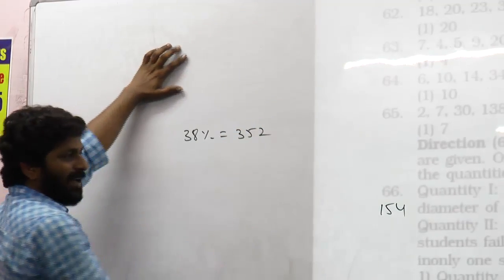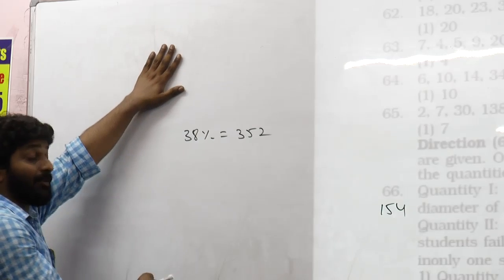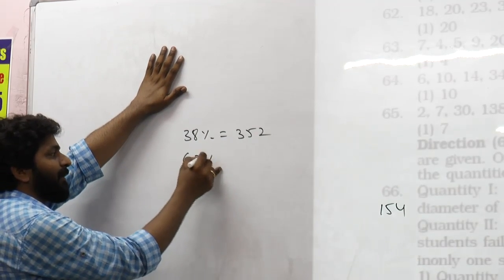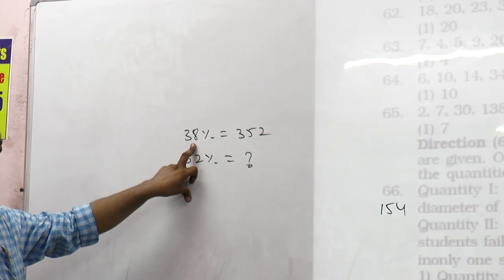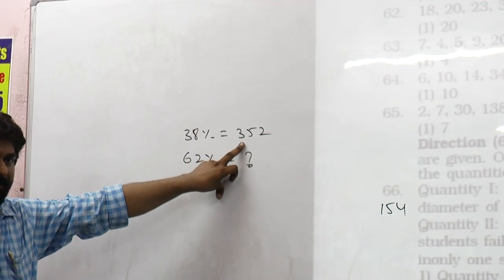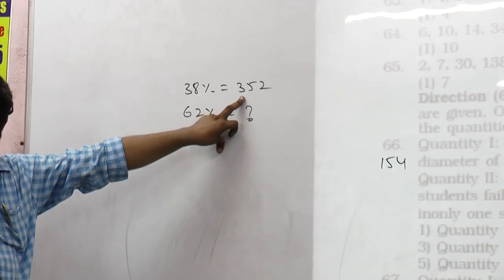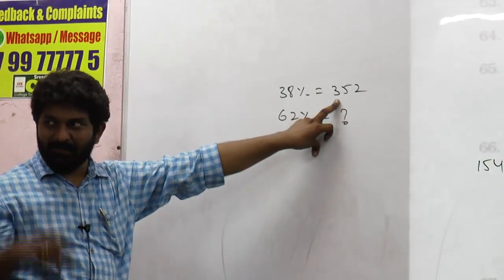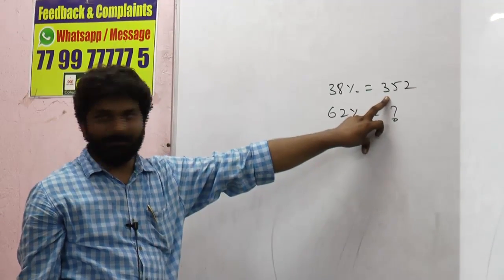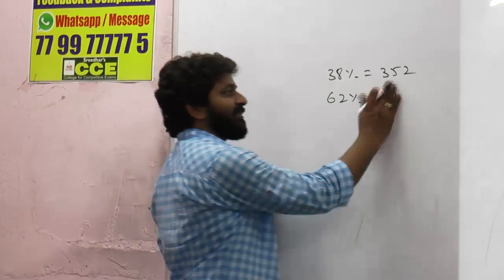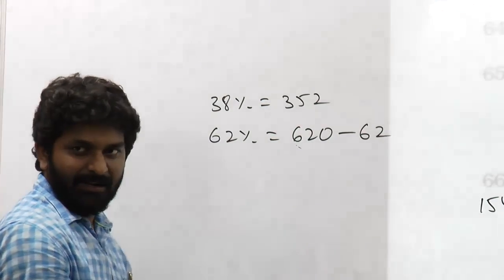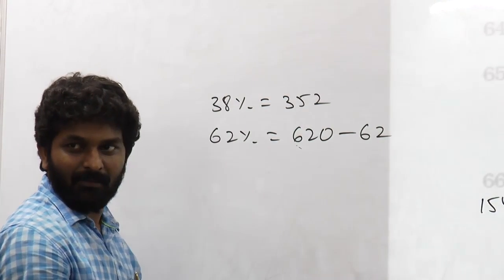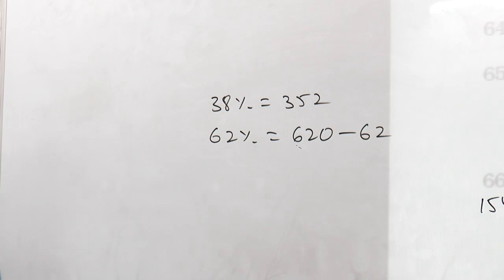352. You are asked about the failure candidates. 62% is equal to how much? 38 is 10 times 380. Here we have 352. The difference is 38, in the sense 1 time less. 10 times minus 1 time: 10 times 620 minus 62. That will be definitely more than 154. Need not calculate it. Yes or no? Quantity 1 is less than quantity 2.